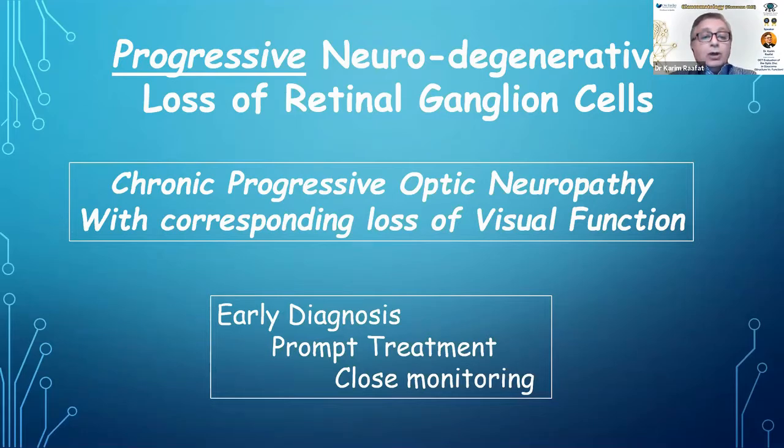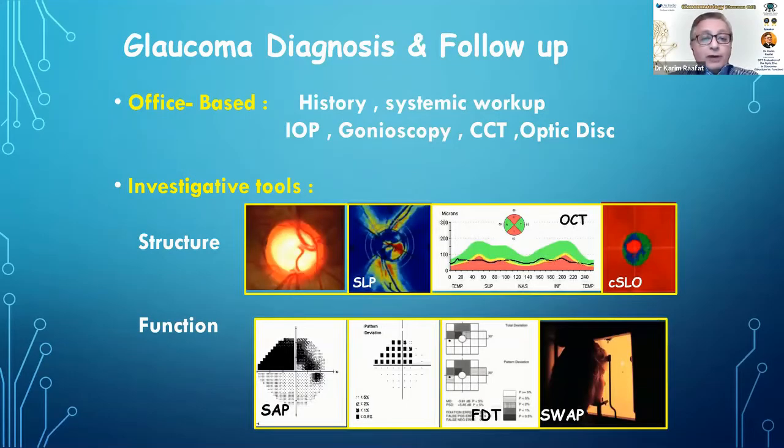Before passing into the technologies, the diagnostics and the machines we have, it is an office-based disease diagnosis, depending on the history, the systemic workup, intraocular pressure, gonioscopy, central corneal thickness, and optic disc. All these parameters should be done first in office-based clinics. Then comes the investigative tool, and as Dr. Ayman mentioned, it has both structure, with the optic nerve head examination, as beautifully illustrated by Dr. Khalifa and Dr. Ayman.